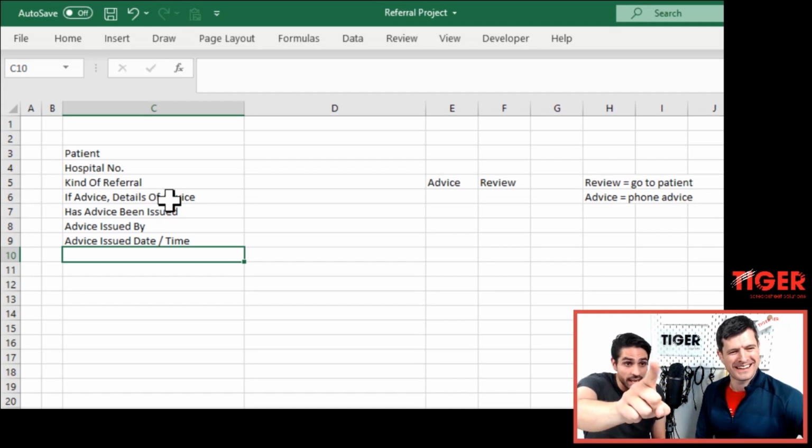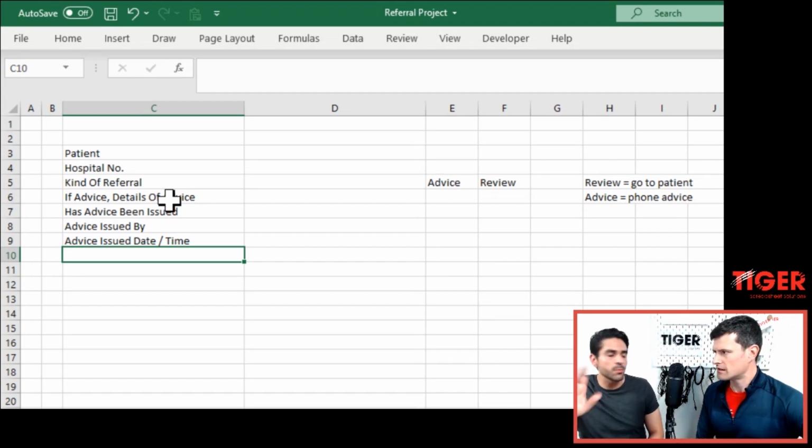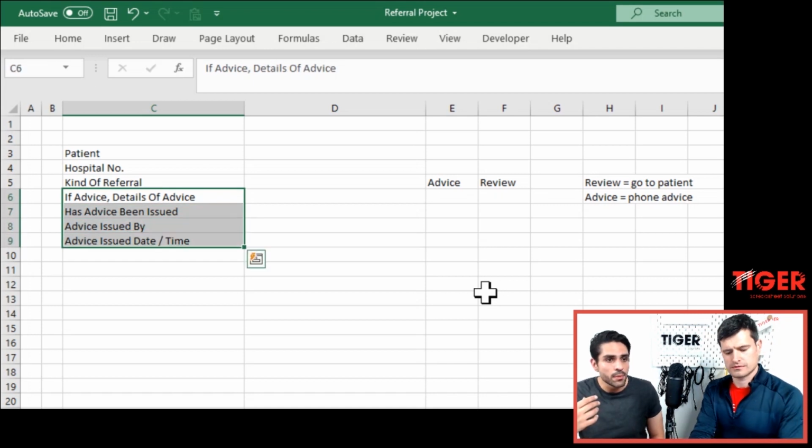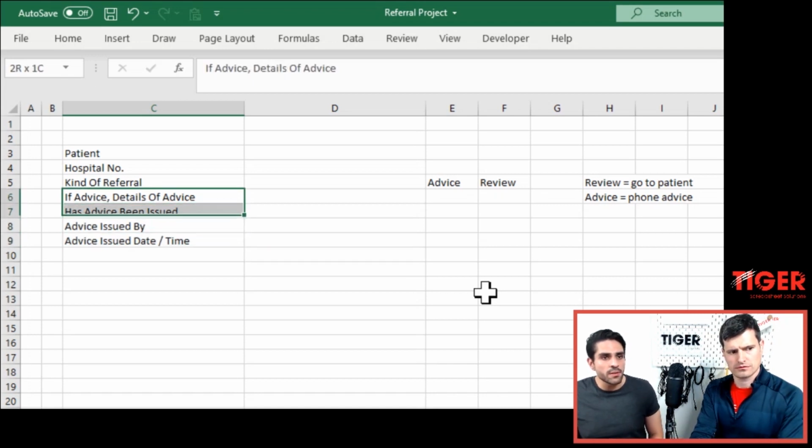They will take advice or review, as in the person who's going to refer it. What do they want? Do they want just some advice? Okay, that's fine. We can just quickly type in. Or do they want them to be reviewed? Yes. And therefore, we will then go and review the patient.